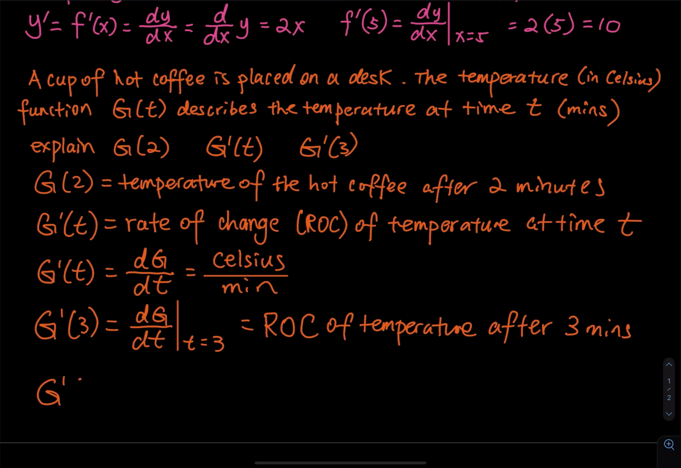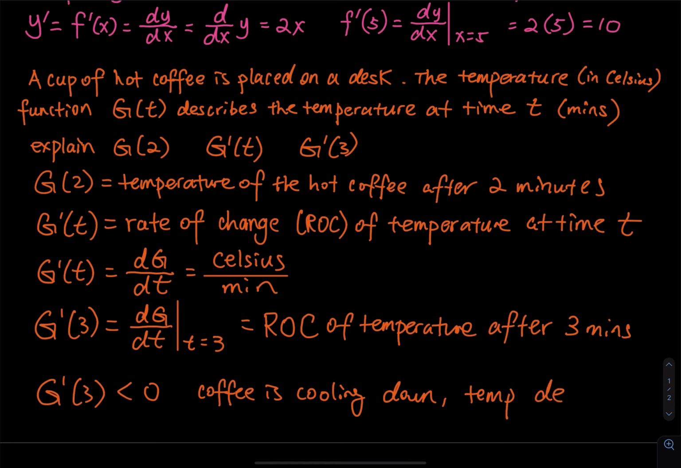So what about g prime of 3 is less than 0? What does that mean? That means 3 minutes later, so when t is equal to 3, the coffee is cooling down, because the temperature, the g prime, is decreasing.